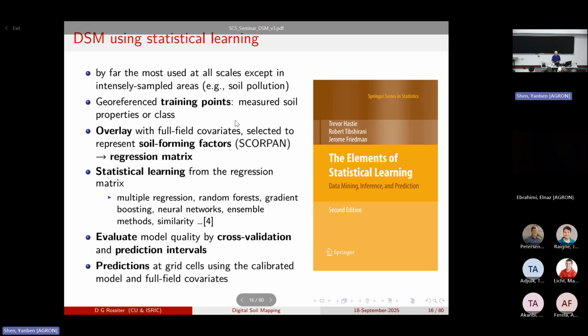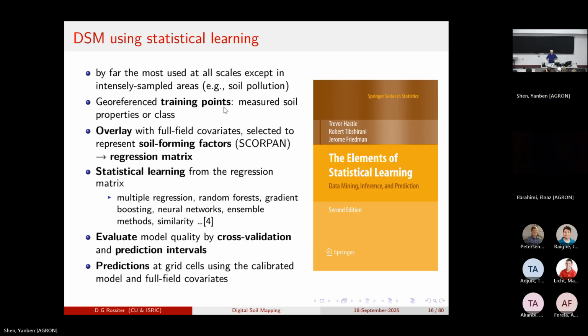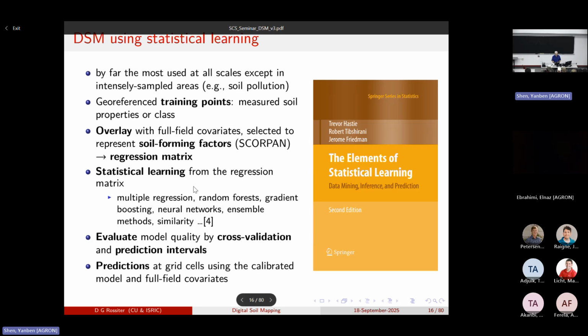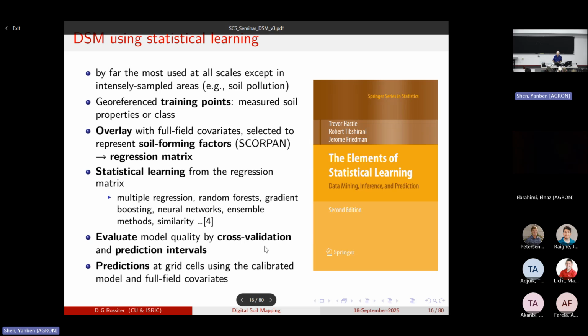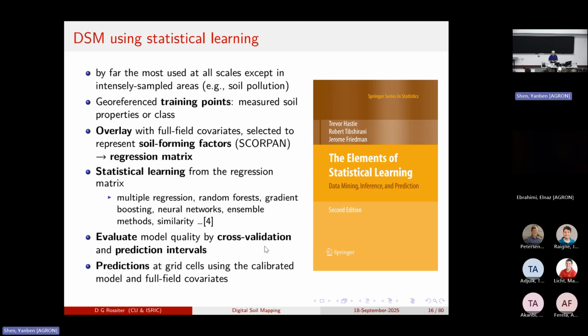But the basic idea is we have these georeferenced training points. So we have to know where they are, and we've measured the soil properties in the lab, or we've named the soil class that we know there at that point. Then we overlay this with what I call full field covariates, which are something we know over the whole area. For example, a climate surface or an elevation model, terrain derivatives, land use, satellite imagery, something we know everywhere. But then at that point, you put a big pin through it and you know all those things at that point. You build a statistical learning model here, and there are many methods of statistical learning, but they're all relating what you know at these points with these covariates. You then can evaluate the model quality. There are various ways to do that, and then you predict over the grid cells. This is how statistical learning works.